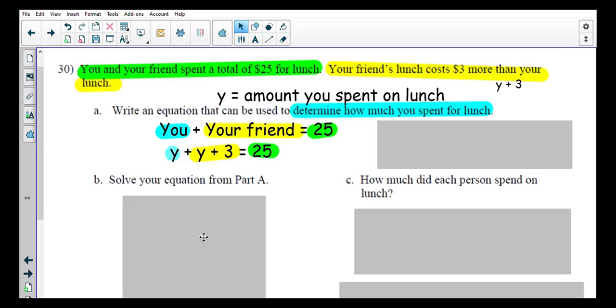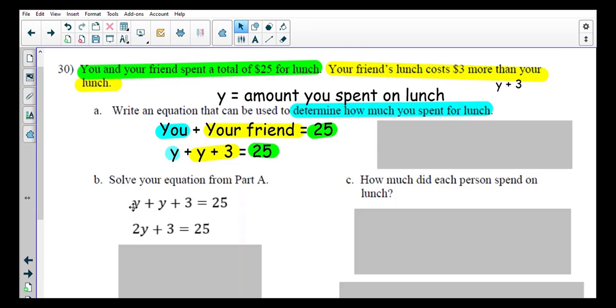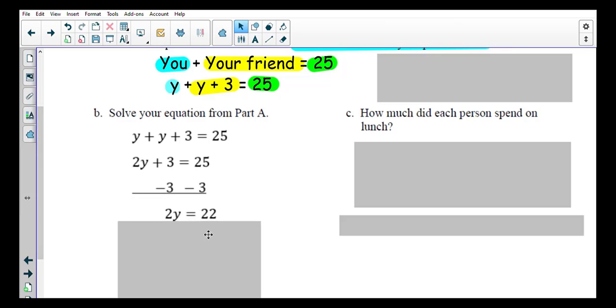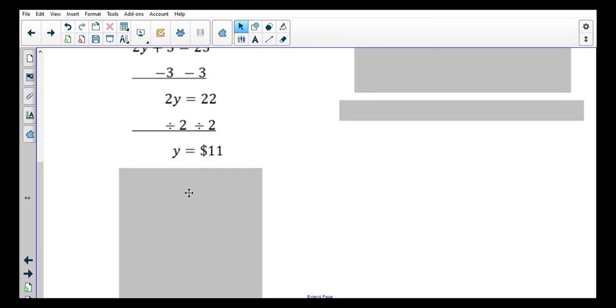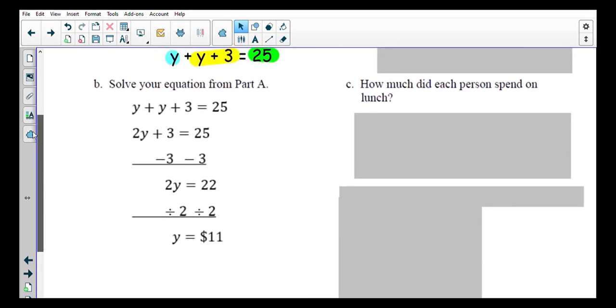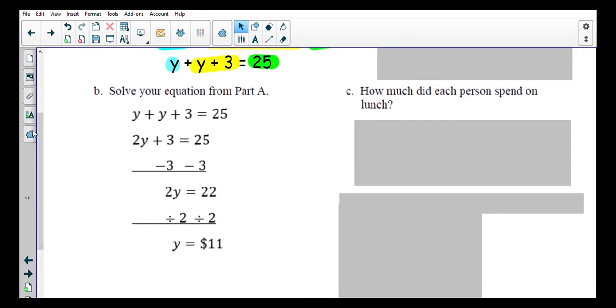Now let's solve this equation. We can write it as 2Y plus 3 equals 25. We're going to subtract 3 from both sides to get 2Y equals 22. Finish by dividing both sides by 2 to get the fact that you spent $11 on lunch. Again, the solving part we move through pretty quickly because it's pretty routine. The rest of it is the part that I think is a little bit more challenging.